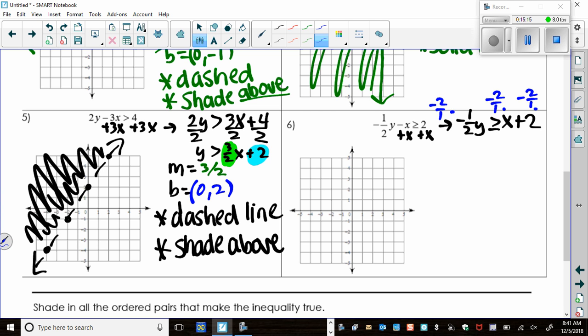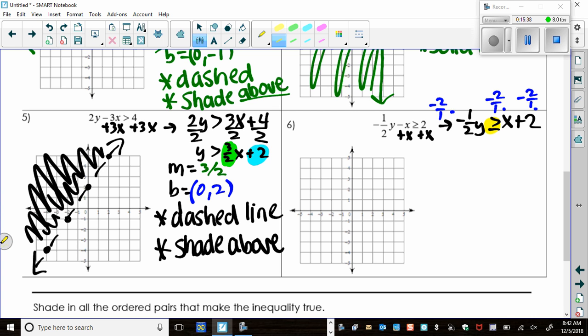If you remember from solving inequalities, if you multiply or you divide by a negative number, you need to switch your inequality sign. Okay, let me repeat that again. If you multiply or divide by any negative number and you have an inequality symbol, you have to switch it.